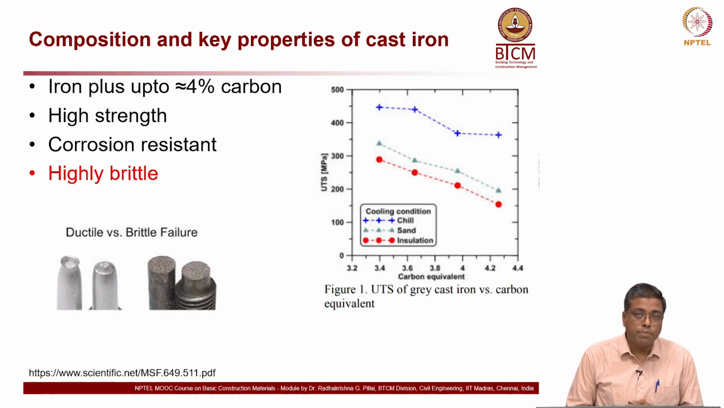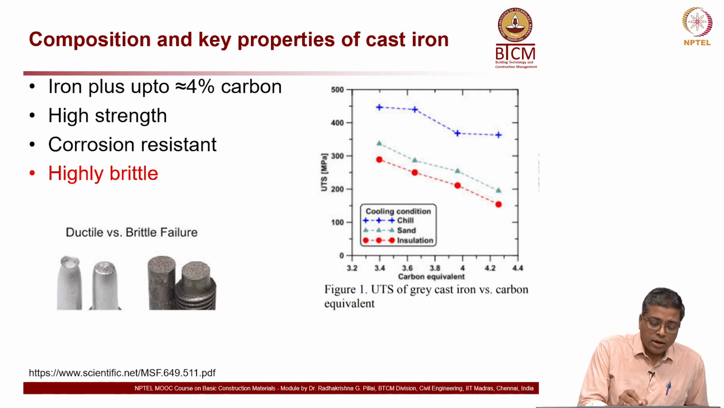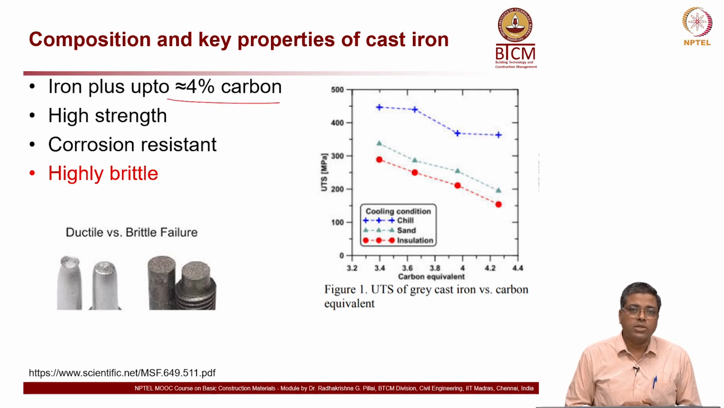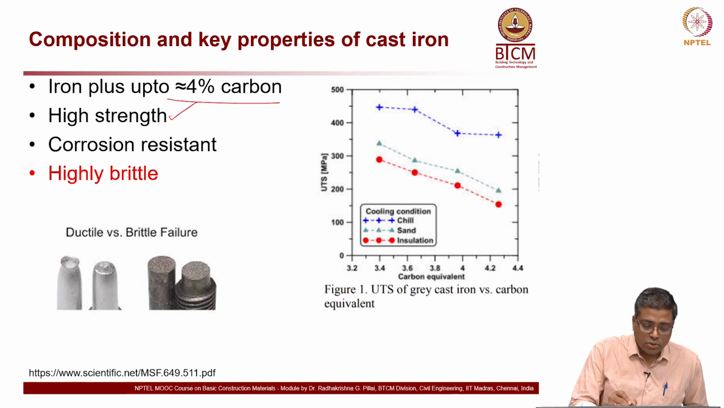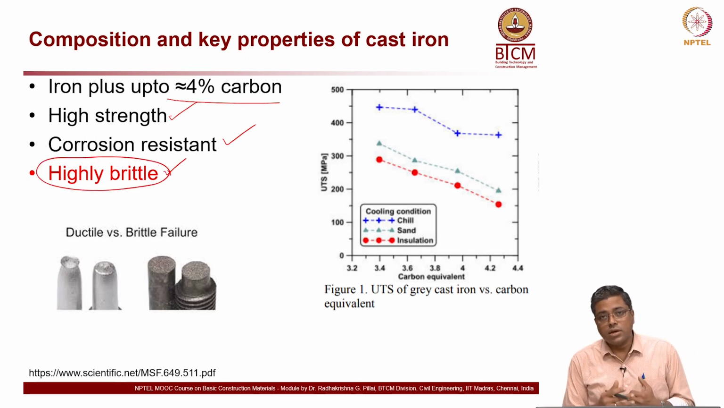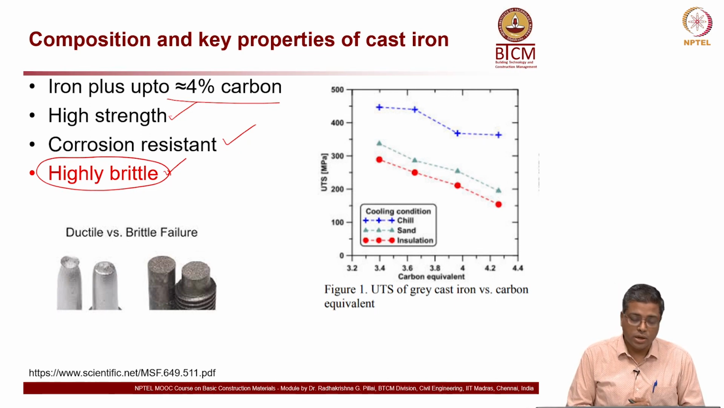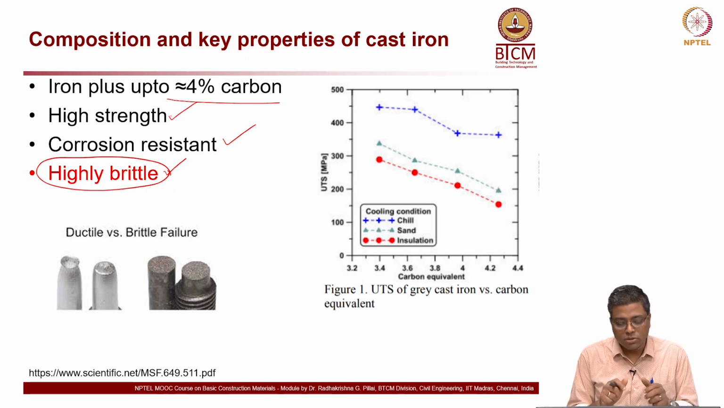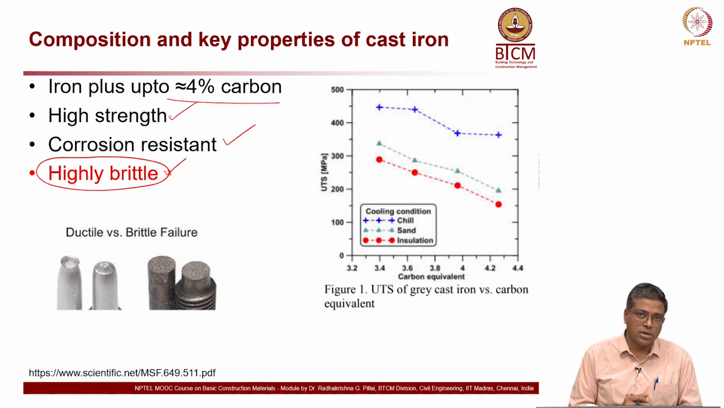Now, composition and key properties of cast iron: it has up to about 4% of carbon, that is the key ingredient which gives it its properties, and because of this you get high strength, high corrosion resistance, and high brittleness. So, this is the problem. Okay. High strength and high corrosion resistance are very good, but highly brittle means it has a lot of implications, like catastrophic failure, because you will not get any warning that the material is about to fail. So, that is a major problem with this cast iron.